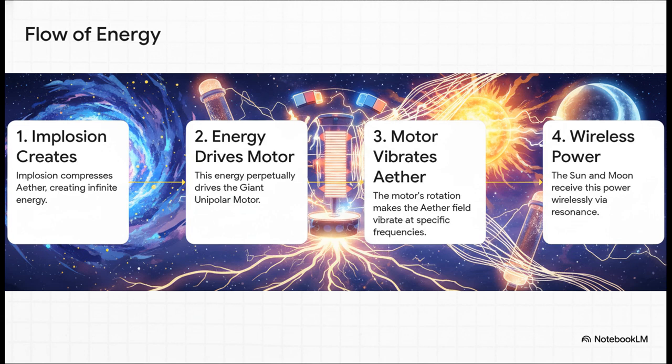So how does it all connect? Well, first, the ether gets compressed in a vortex, creating that infinite energy. That energy then powers the giant motor, which in turn makes the entire ether field resonate, kind of like hitting a tuning fork. And then, get this, the sun and the moon, they act like giant receivers, like massive Tesla coils, just picking up this energy wirelessly. Imagine a world where power isn't burned but is generated from the ground up and just broadcast through the air.